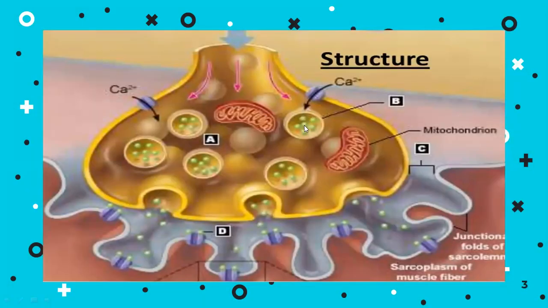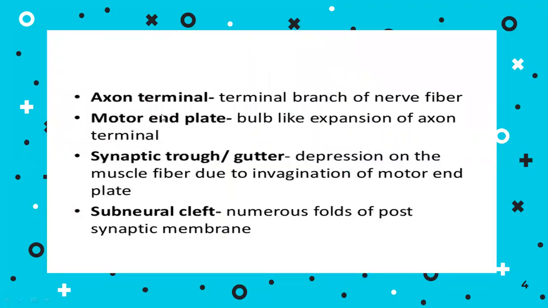The calcium ions are present here, mitochondria is there. It has axon terminal, motor end plate, synaptic trough, subneural cleft. The axonal terminal is the terminal branch of nerve fiber. Motor end plate is the bulb-like expansion of axon terminal. Synaptic trough or gutter is a depression on the muscle fiber due to invagination of motor end plate. And the subneural cleft is a numerous fold of postsynaptic membrane.